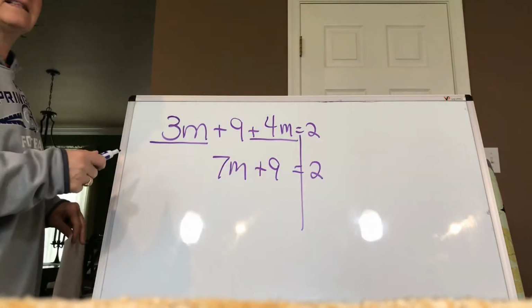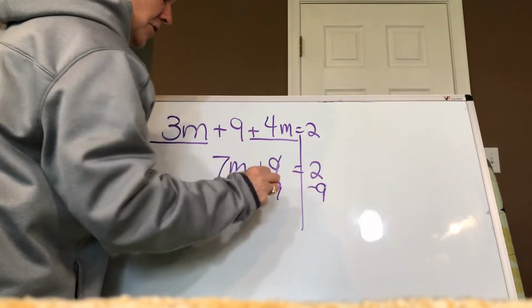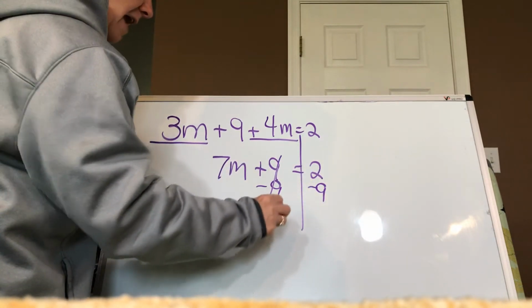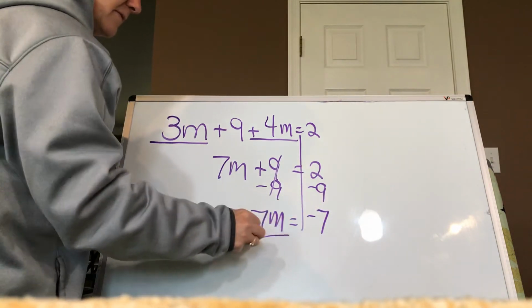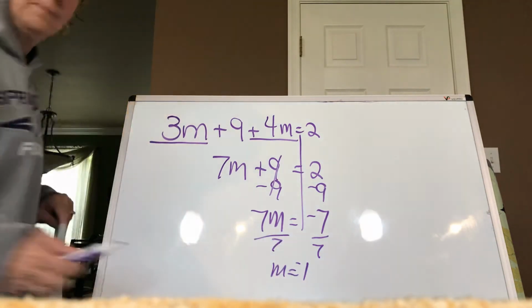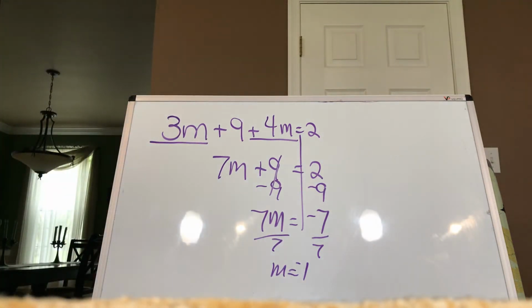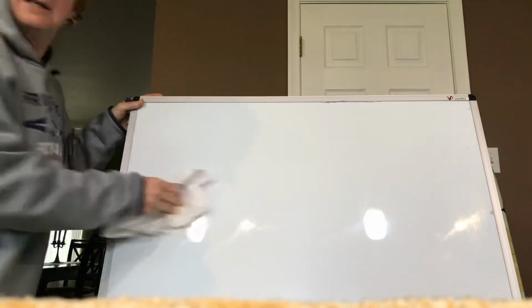Now we're back at the classic 2-step. Subtract 9 from both sides. I know you guys are really good at this. 7m equals 2 minus 9 is negative 7. Divide both sides by 7. M is negative 1. Last example is the most complicated. But to be honest, I really think you guys should be good at this. It's a good review for us.